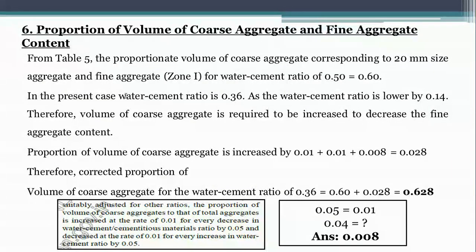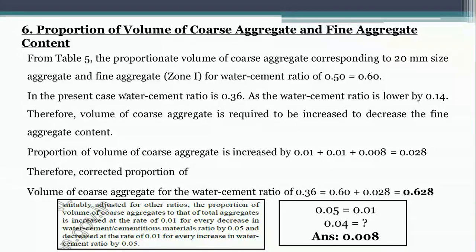I'll repeat once again. I have put a picture of the codebook at the bottom. For every 0.05 decrease in water cement ratio, you have to increase by 0.01 on the right hand side, that is the volume of coarse aggregate. Now our water cement ratio is reduced by 0.14. Shall we split that 0.14 into 3? That is 0.05 plus 0.05 plus 0.04.